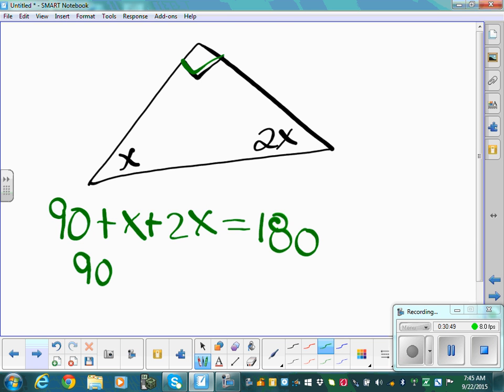So x equals 30. So if you do 2 times 30, I just did it in my head, both of them, and they both come out to be 30. And so it'd be 60, 30. Yes.